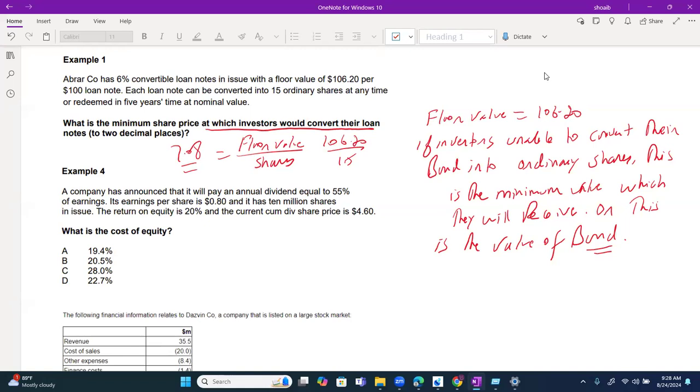Floor value, what is the minimum value? Even if there is a discount or premium, floor value in comparison with the conversion value is the minimum value. It has nothing to do with premium and discount.